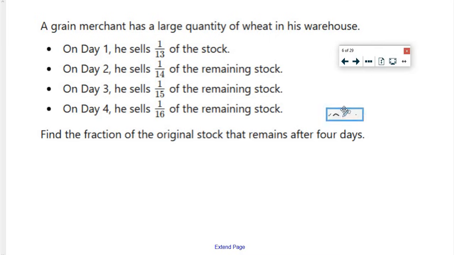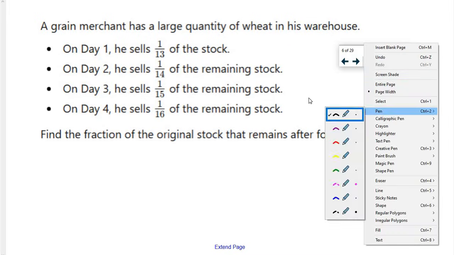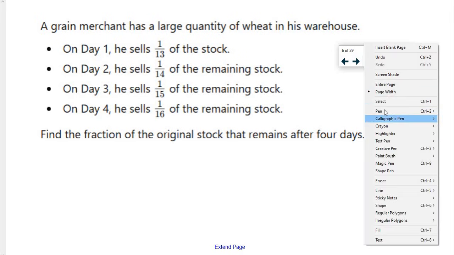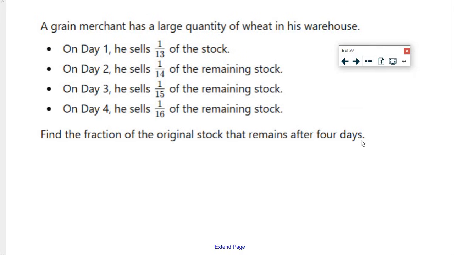Now, if you look at the pattern, every fraction here has a numerator of 1, 1, 1, 1. So to find the fraction of the original stock that remains after 4 days, the concept which I will use, because the numerator is 1 for all these fractions, is known as telescoping.